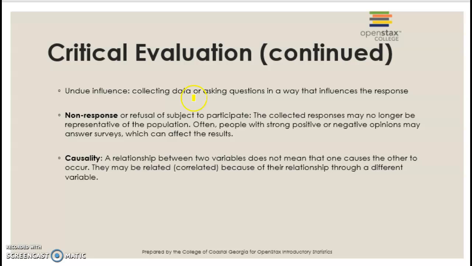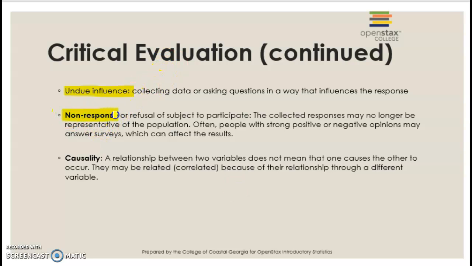Undue influence. Collecting data or asking questions in a way that influences the response. And you'll see that sometimes when they make the question definitely wanting you to answer in a particular way, or they don't give you any other choice. Do you prefer this red car or this blue car? When in actuality, you don't prefer either car, but they asked you specifically that red one or that blue one. That influences your decision.